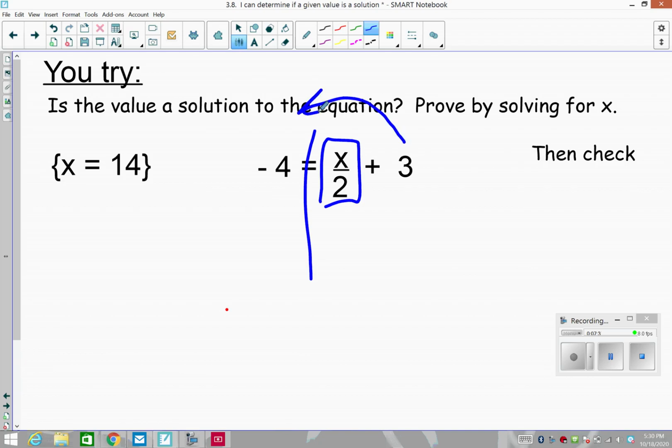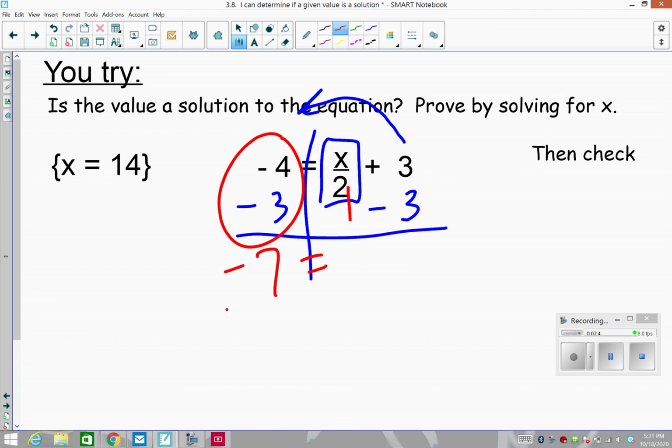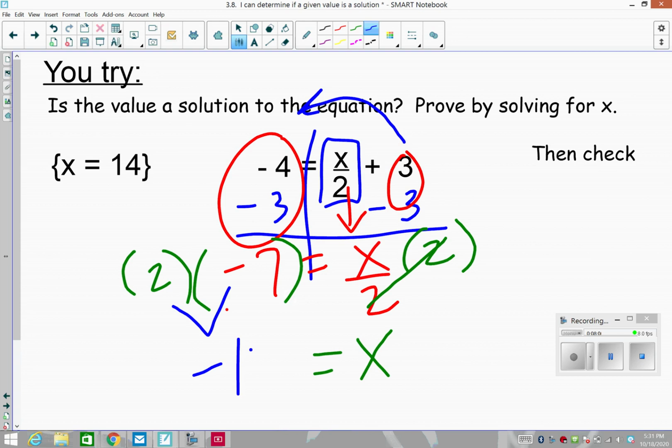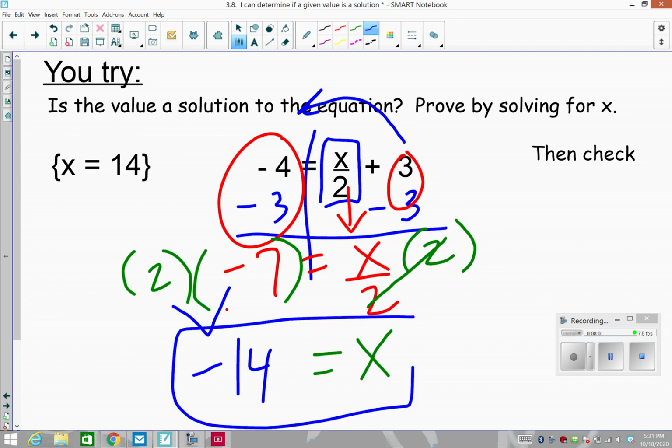Isolate, move. So we're going to subtract 3, copy, paste. That becomes negative 7. If I haven't used it, drag it down. This is a division problem. To solve, we multiply, copy, paste. So we get x equals negative 14. We believe that the answer is negative 14.